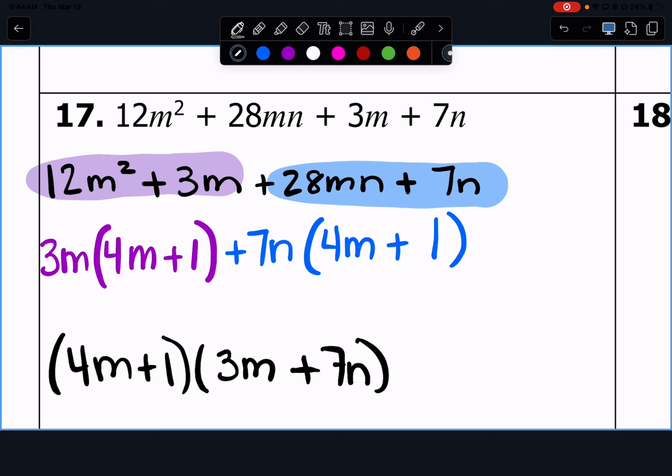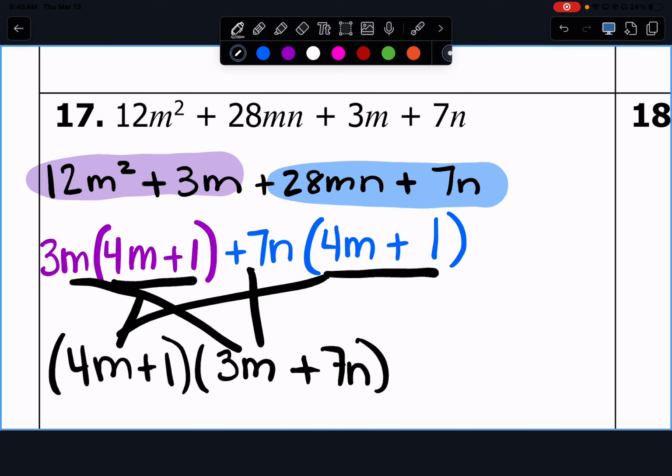Okay, now, wait, why does that one change and that one doesn't? What do you mean? Because you put those two together. So these two are the same, right? So we essentially factor that, take that out as a GCF. And when we do that, it goes here. And then all that leaves is what's left.